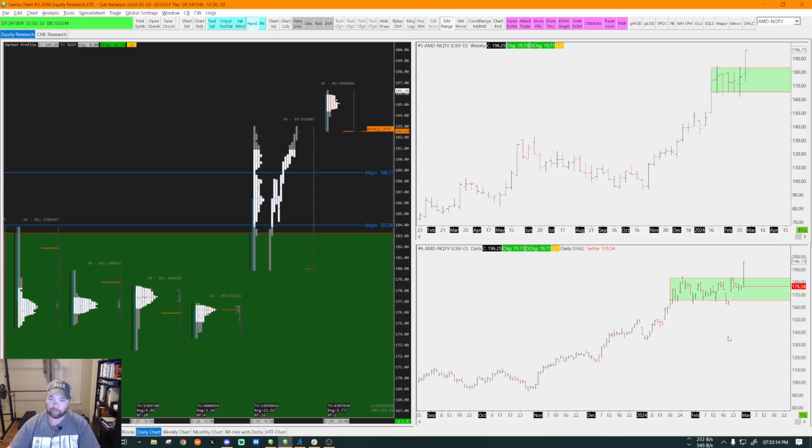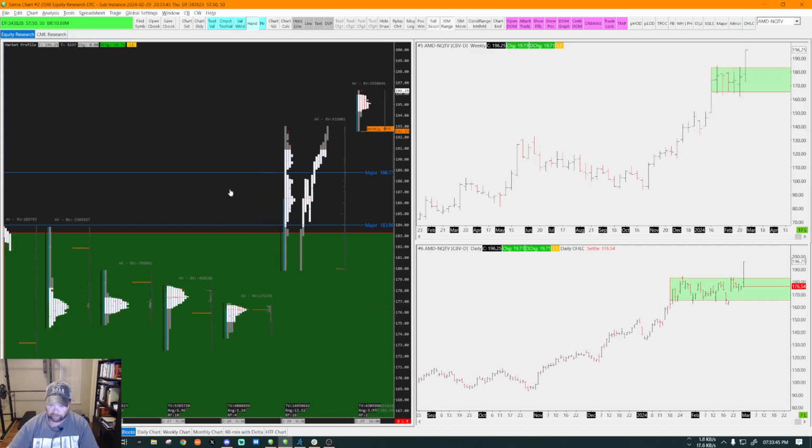I really like that. So I would hope for some kind of a pullback into this area to get long AMD. Will we get it? I don't know. But so that's a lot of numbers. What is that? 14 million. I've already done 4 million in after hours.